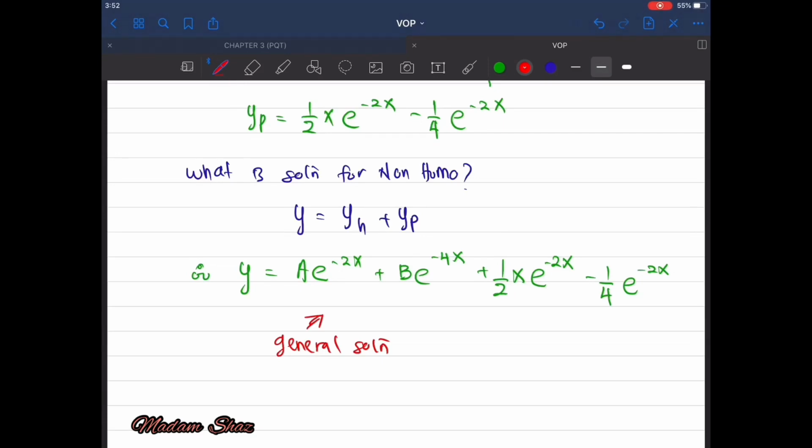If you are given the initial conditions, you have to proceed to calculate the value for A and the value for B. That one you have to calculate until you get the particular solution. Okay guys, thank you.